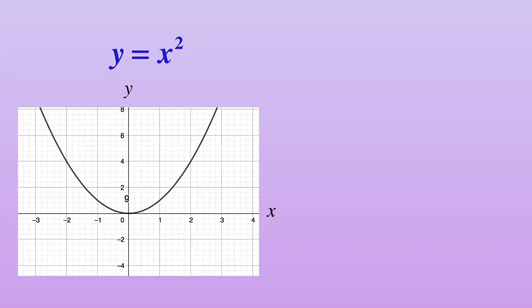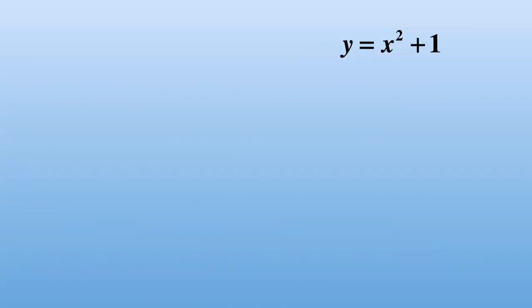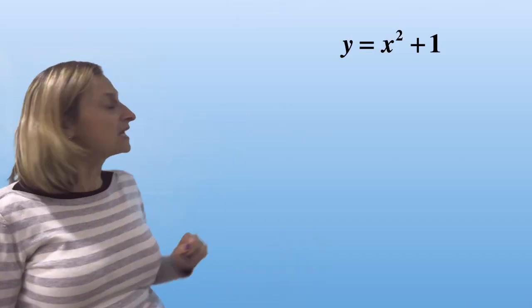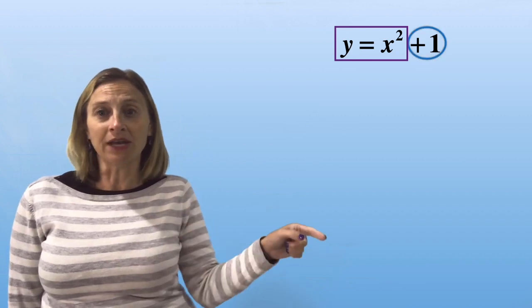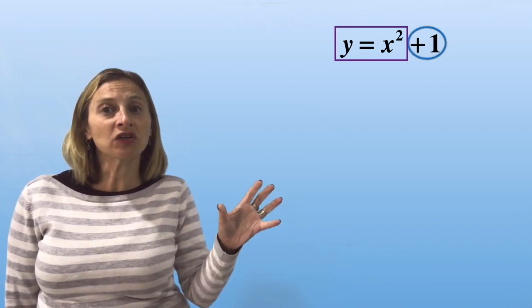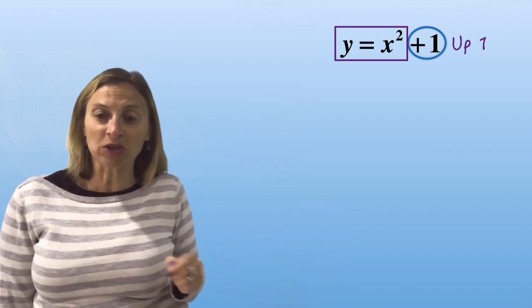So the basic curve for y equals plus x squared looks like this. And the basic curve for y equals minus x squared looks like this. And these are the two graphs that we're going to move around, just like we did with y equals mx plus b. So let's say we have y equals x squared plus 1. What do we know when we look at this equation? We know that it's got the basic graph y equals x squared, and then we have plus 1, which means that the whole graph needs to go up 1. Let's have a look at what that means on the picture.